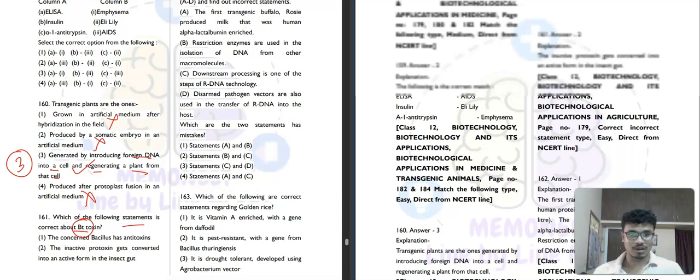Let's see what options are given. The concerned Bacillus has antitoxin? Not correct. Then, the inactive protoxin gets converted into active form in the insect gut. It is also correct. This is correct actually.